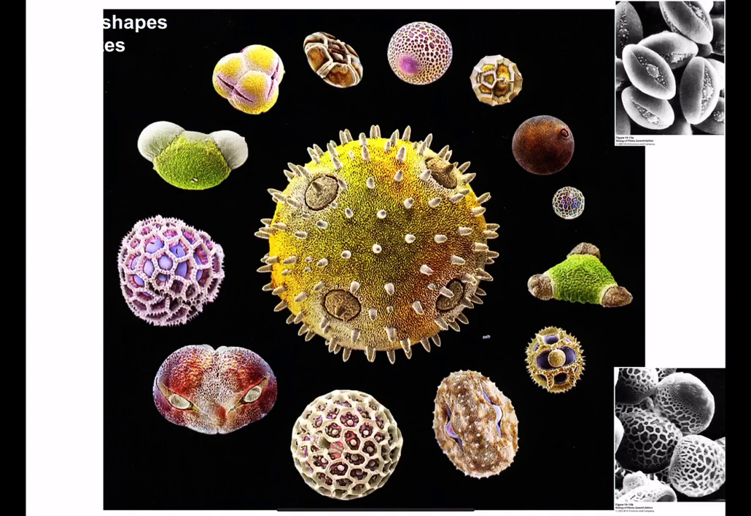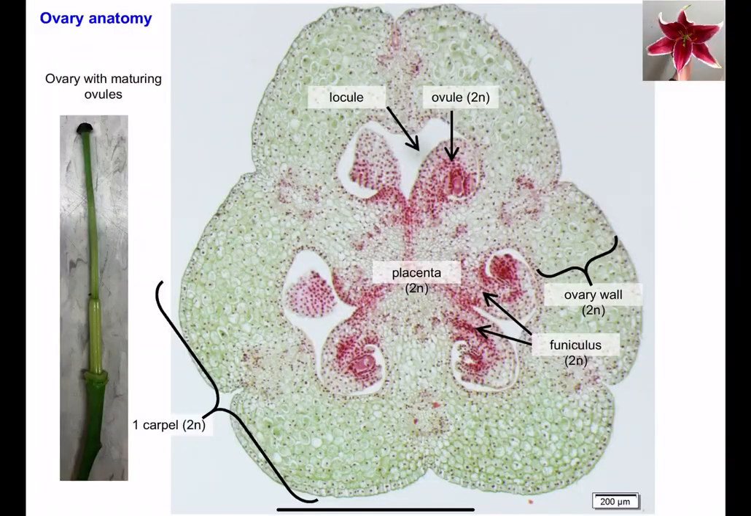Unfortunately, the color here is not natural. These are colorized images, but the textures, shapes, and sizes are all real. In fact, check out that little thing right there. That's even a very tiny pollen grain, and these are to scale. Okay, so now let's move on to the female part of the reproductive system.